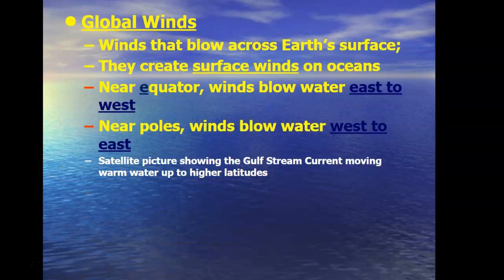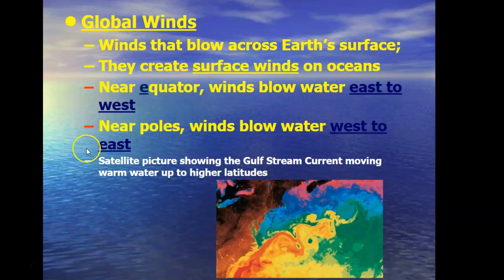So let's discuss the global winds. These are those winds that blow across the Earth's surface. They create our surface winds on the ocean. Near the equator, these winds blow in a pattern that flows from east to west. An easy way to remember that is the E in equator, east to west. Notice I underlined that E. That might be a good thing for you to do. Underline the E and then do E for east to west. Near the poles, the winds near the poles blow in an opposite direction. They blow from west to east.